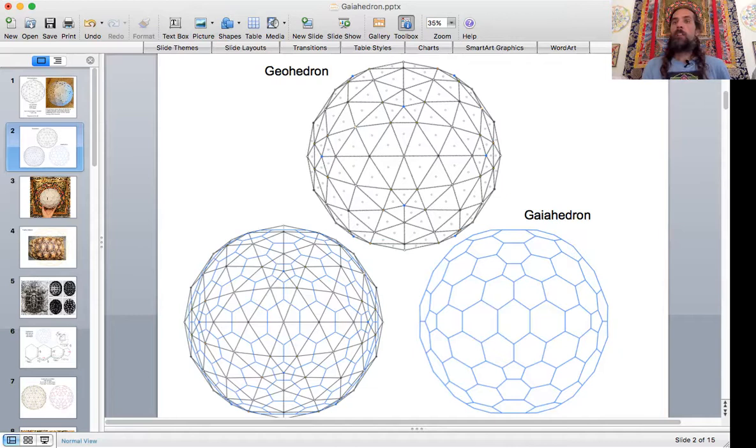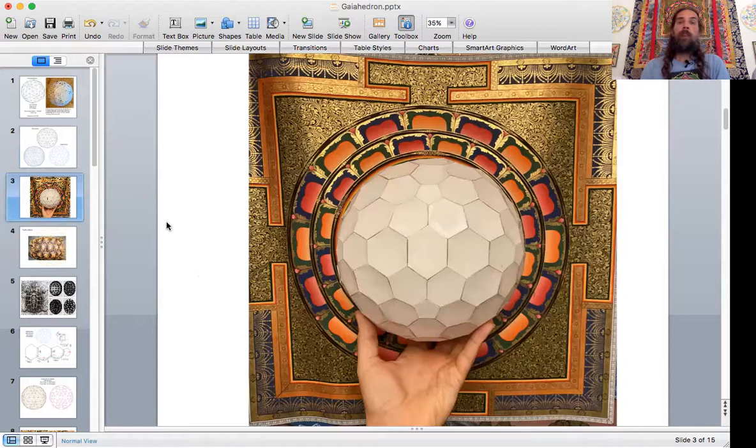So that was my idea, my reasoning that I was going on here: well, I can create the dual form of the geohedron by connecting those inner vertices on the interfaces here. And that would give me the rough number of vertices. So the vertices for the Gaiahedron equal the number of faces. So there's 240 vertices for the Gaiahedron and 240 faces for the geohedron. Here it is. I just picked it up again and showed you it here.